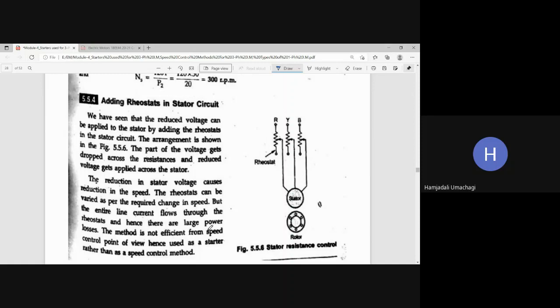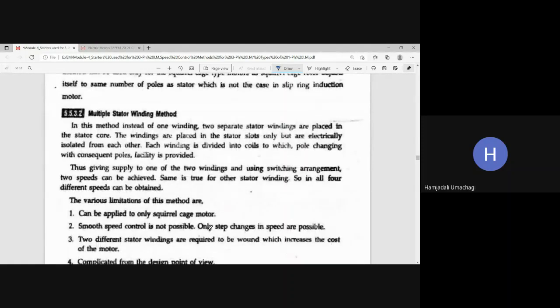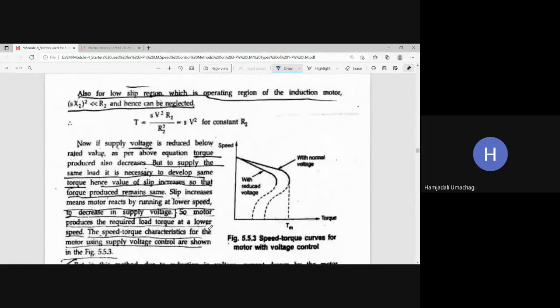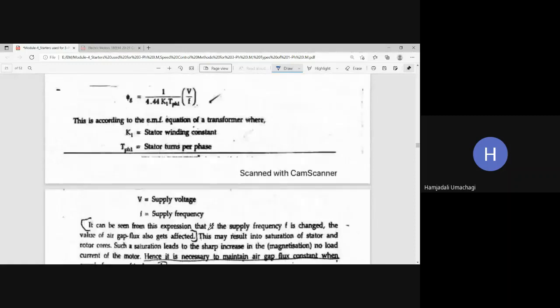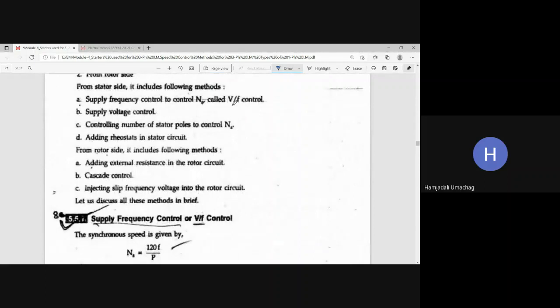In this class we have discussed three methods. The first is supplying reduced voltage. Before this was V by f control, which we discussed in the previous class. In today's class I have discussed the supply voltage control method, controlling the number of stator poles to control the synchronous speed Ns, and adding rheostats in the stator circuit.